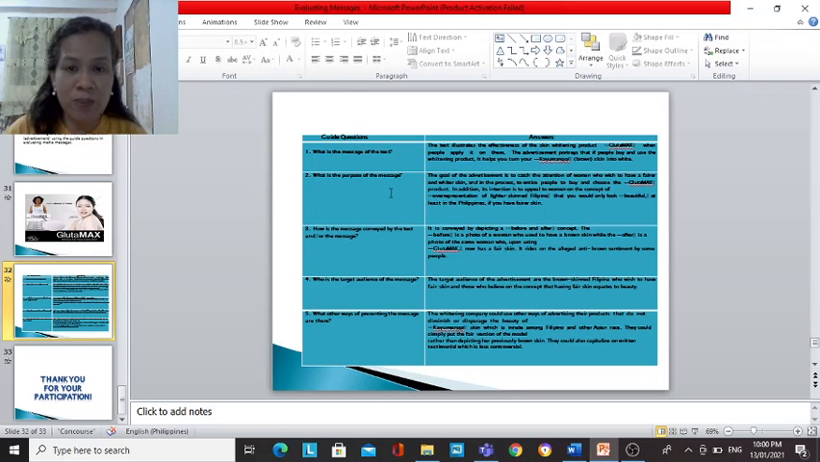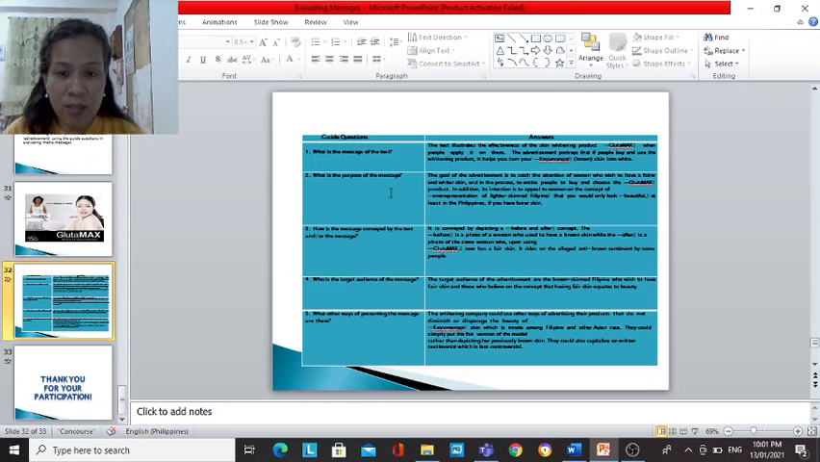Then what is the purpose of the message? The goal of the advertisement is to catch the attention of the women who wish to have a fairer and whiter skin, and in the process to entice people to buy and choose the brand name Glotamax. Then how is the message conveyed by the text or the message? It is conveyed by duplicating the woman's image, right? The lady there. So from dark to a whiter one, right? So from kayumangi to a whiter skin. So that's how it is being conveyed.